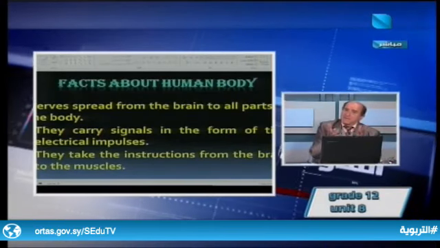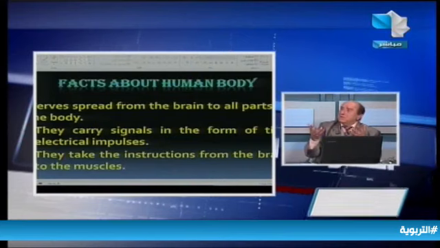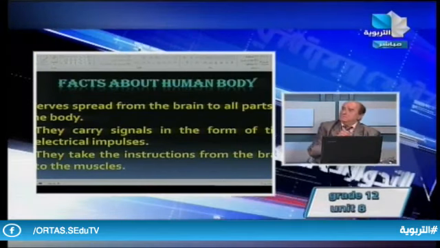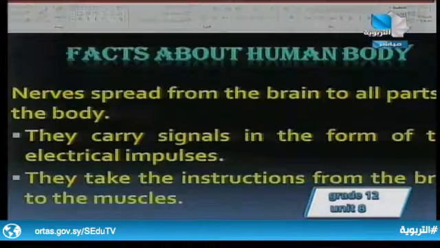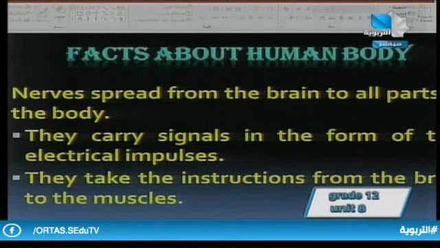Very nice. Now, Miss Nagam, I'll ask you about nerves. We talked about the nervous system. There is a nervous system inside our body, of course. So, what about the nerves? Where are the nerves located? The nerves spread from the brain to all parts of the body, to every single part of the body. Very nice.